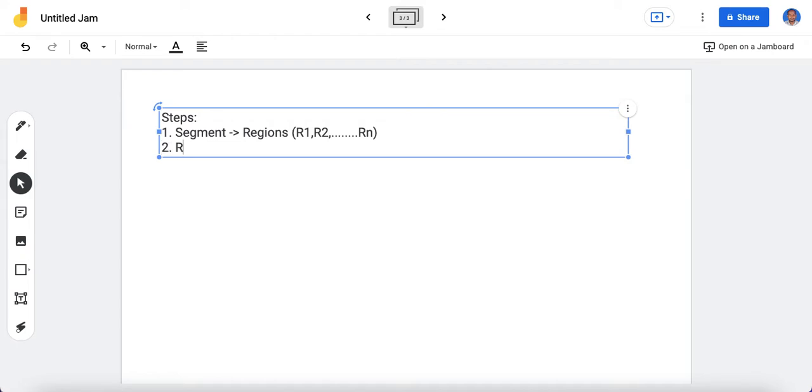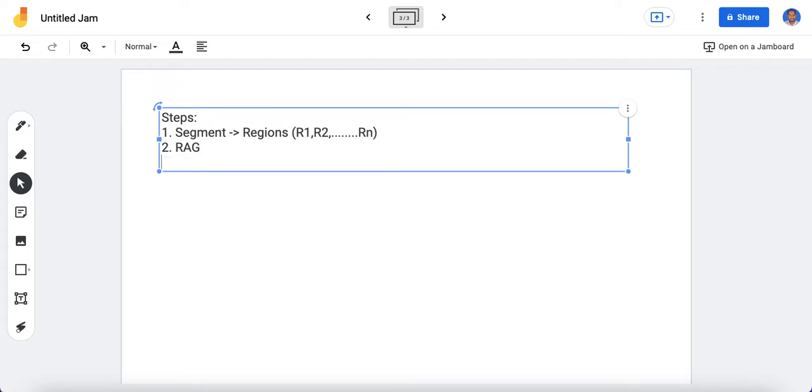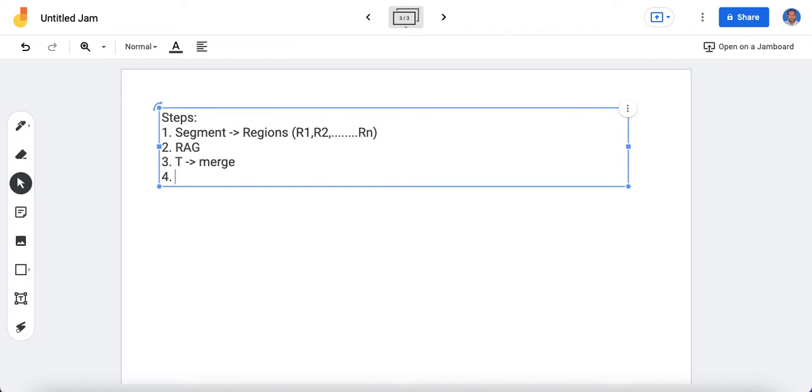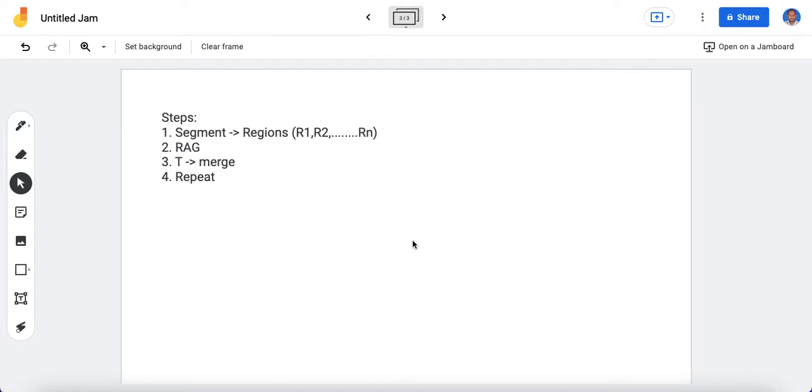After that, you have to create your regional adjacency graph, followed by considering the regions based on certain threshold value limitation or criteria. We have to fix the threshold value. If we meet the threshold value, we have to merge regions R1 and R2. If we don't meet it, you leave it as it is. And at last, we repeat the entire process from step 1 to 3 until we achieve our segmentation, or until no further splitting and merging is possible. So this is the algorithm.